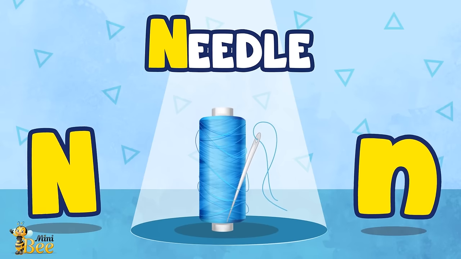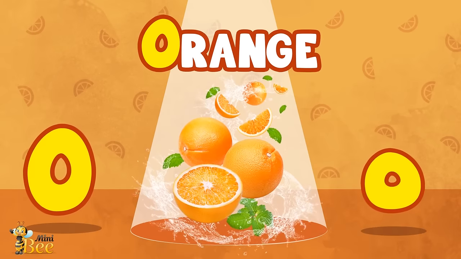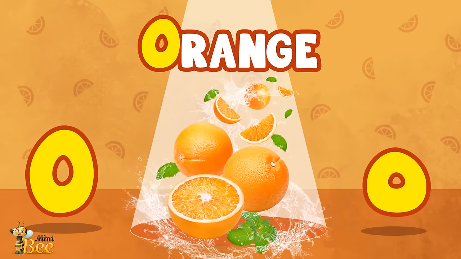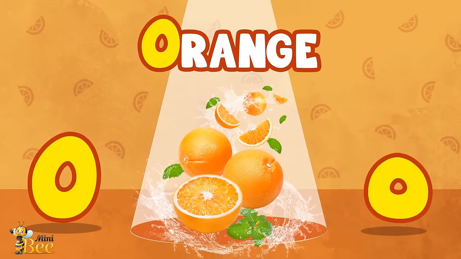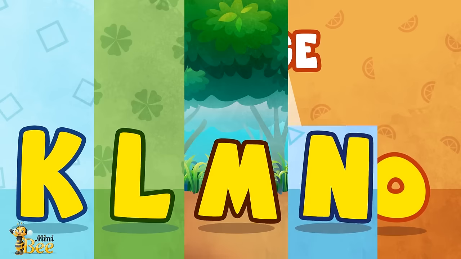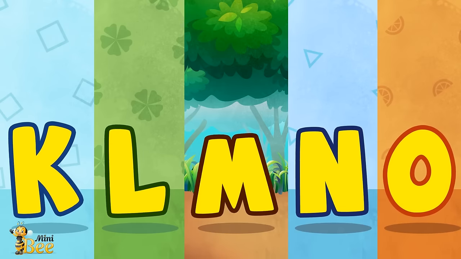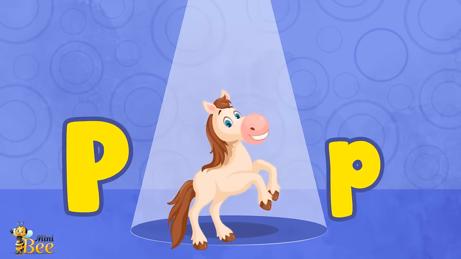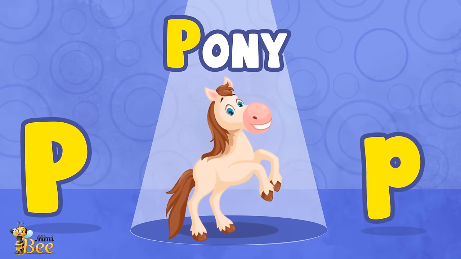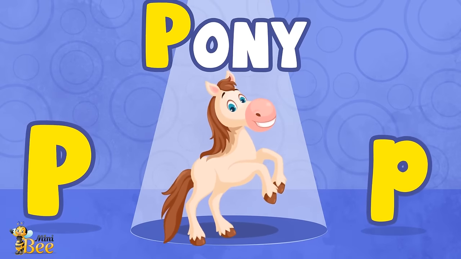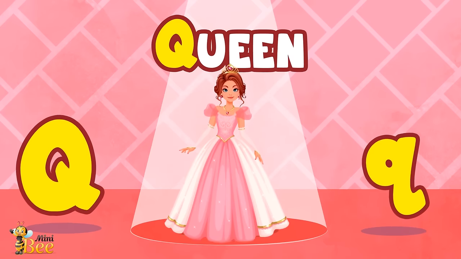Needle. N, needle. O is for orange, orange, orange. O, orange. P is for pony, pony, pony. P, pony. Q is for queen.